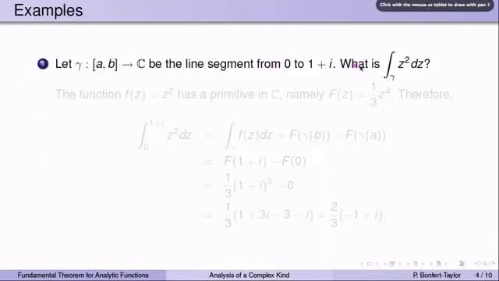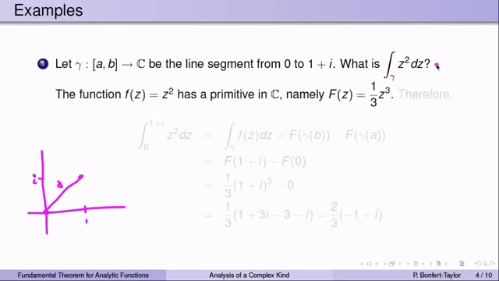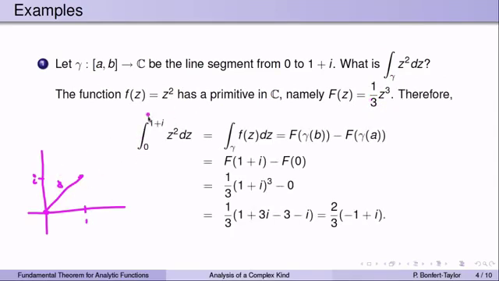Suppose gamma is the line segment from 0 to 1 plus i. There's 0 and there's 1 plus i, and so here's this line segment from 0 to 1 plus i. And let's look at the function z squared. The question is, what is the integral over gamma of z squared dz? Well, the function z squared has a primitive in all of C, namely 1/3 z cubed, because the derivative of 1/3 z cubed is 3 times 1/3 z squared, which is z squared. Therefore, the integral over this curve gamma of z squared dz can actually be written as the integral from 0 to 1 plus i of z squared dz.